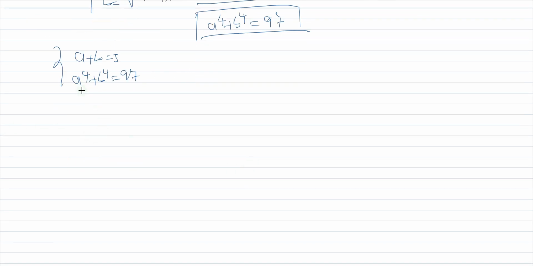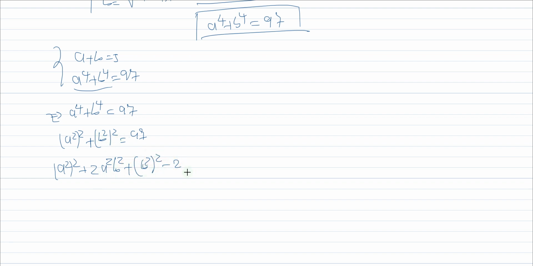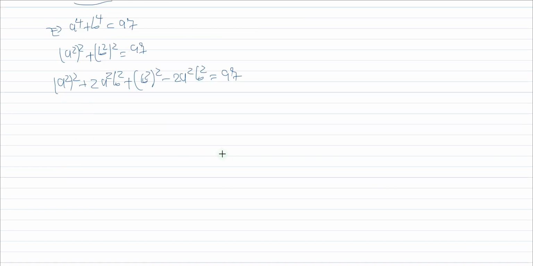Now we're going to work on this to simplify it and get terms like a plus b. We have a to the 4 plus b to the 4 equal to 97. This is a squared plus b squared, to the power of 2, equal to 97. If we want to complete this square, we take a squared squared plus 2 times the first term, a squared, times the second one, b squared, plus b squared to the power of 2, and minus a squared b squared. Then this is 97. Now this is a perfect square, which is a squared plus b squared all squared, minus 2a squared b squared, and this is 97.